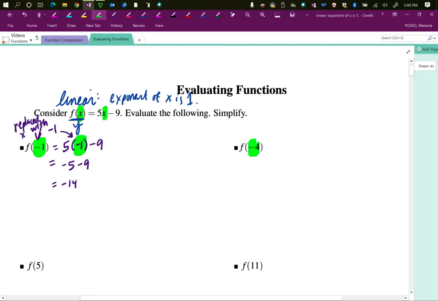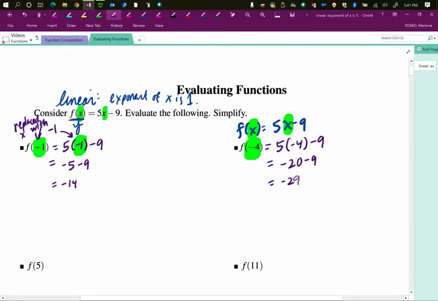Let's do it again. So now we see instead of x, we had f of x. We've replaced this x right here with a negative 4, which means we have to replace this x right here with a negative 4. This is 5 times negative 4 minus 9. 5 times negative 4 is negative 20 minus 9. This is negative 29.